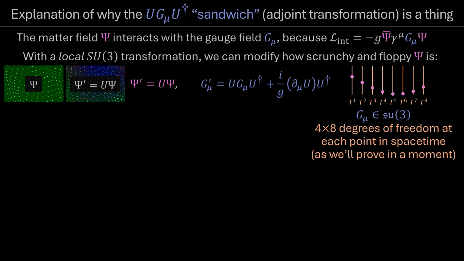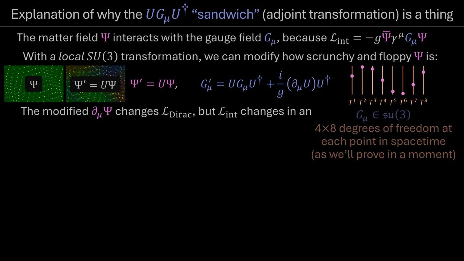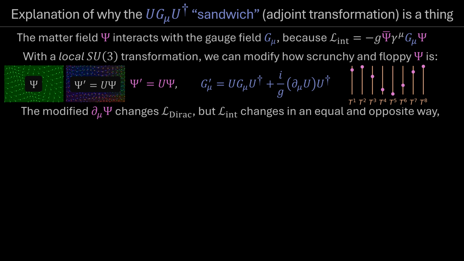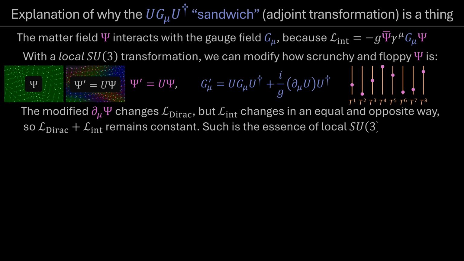Now, when we do a transformation like this, the derivatives of psi are going to change. And that's going to change the Dirac Lagrangian, the part of our Lagrangian that has to do purely with psi, based on its derivatives and mass. But when the Dirac Lagrangian changes, our interaction Lagrangian is going to change in an equal and opposite way, so that the sum of the Dirac Lagrangian and the interaction term remains constant. And that right there is the essence of local SU3 symmetry.